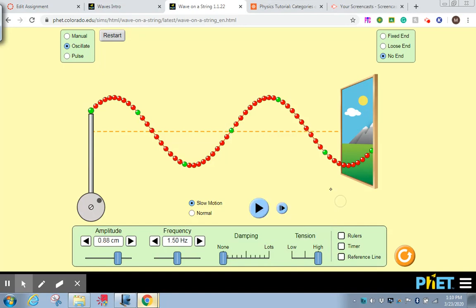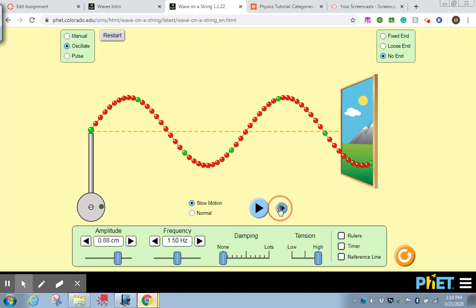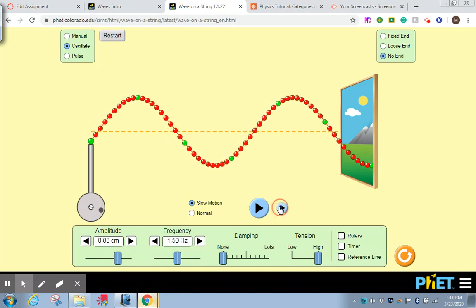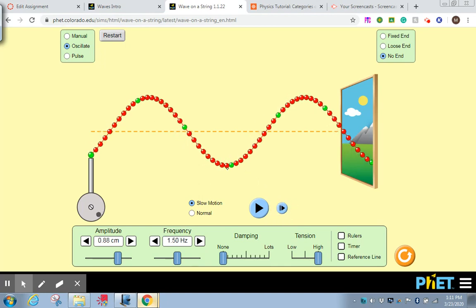And as I step the animation through, you can see that the dot is actually going down. So the next part of the wave that hit that dot we were keeping our eye on was the trough of the wave. So it went down with the wave energy.